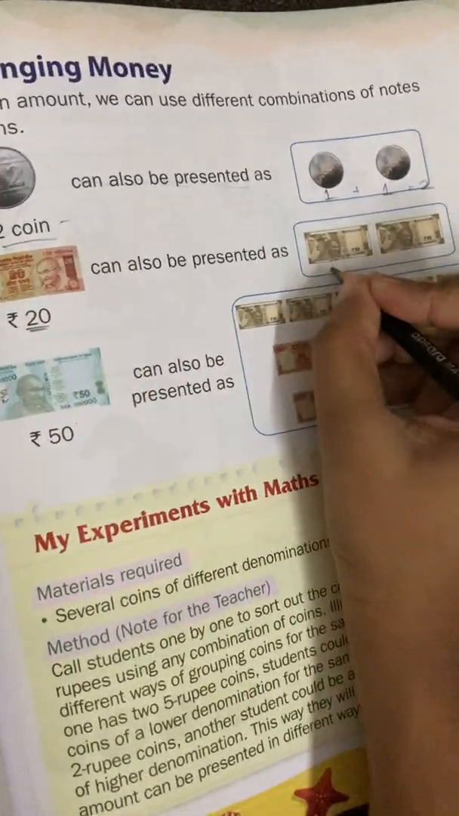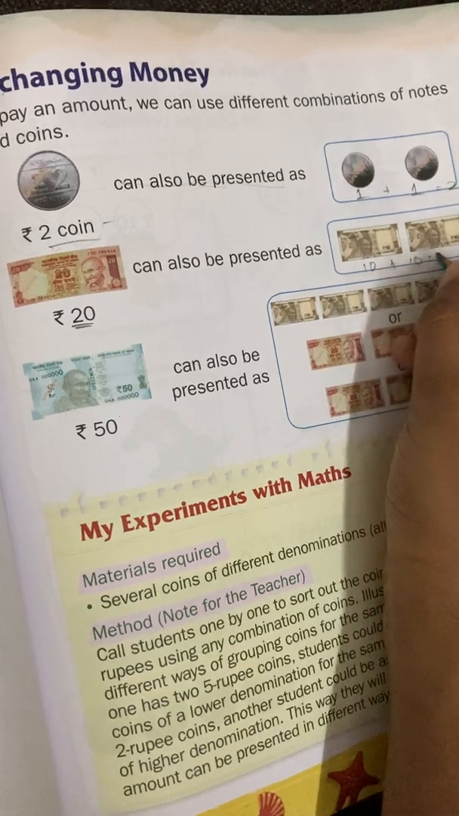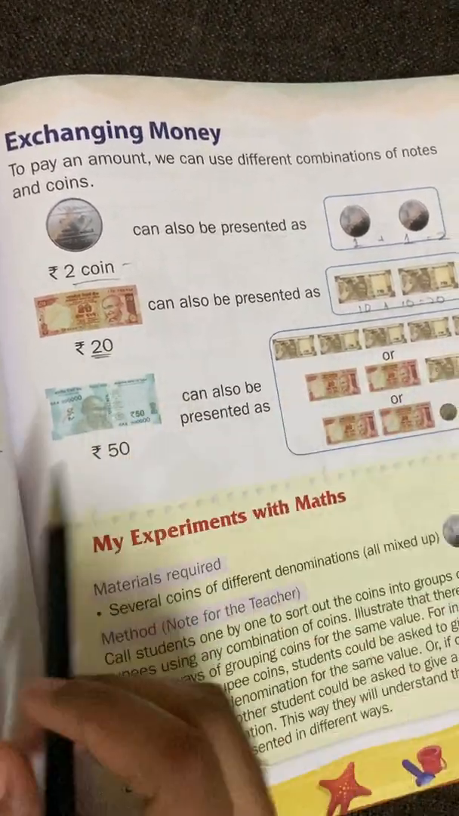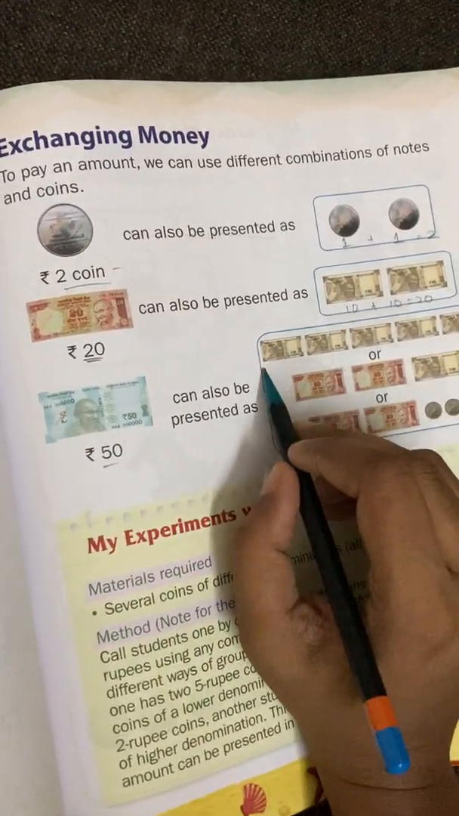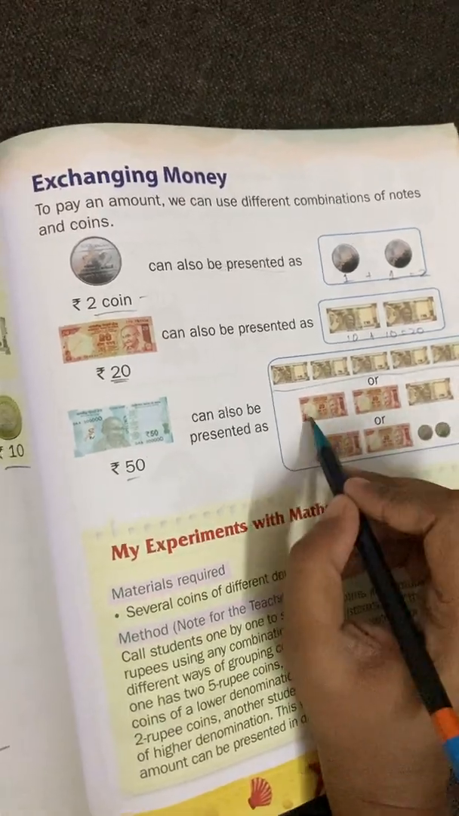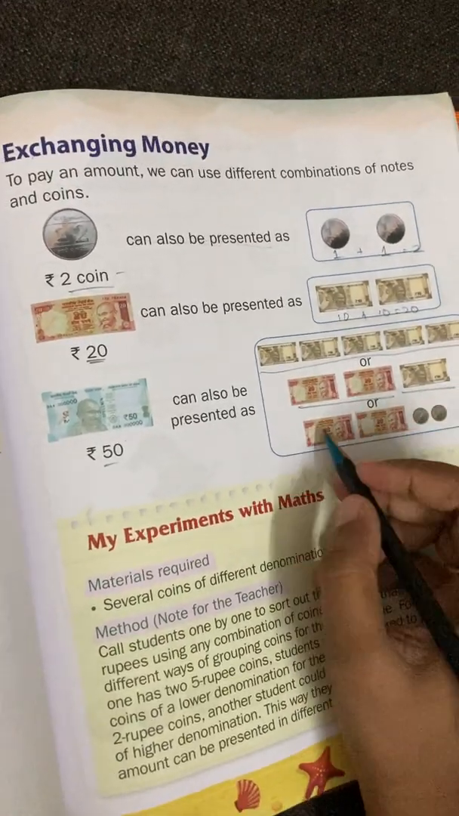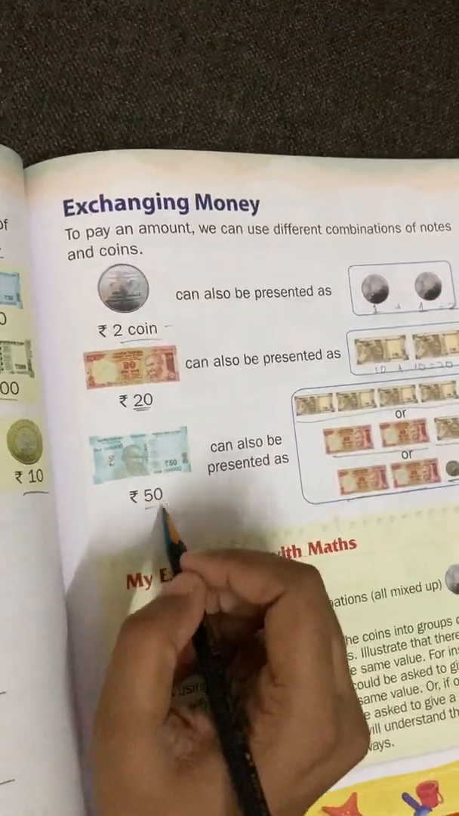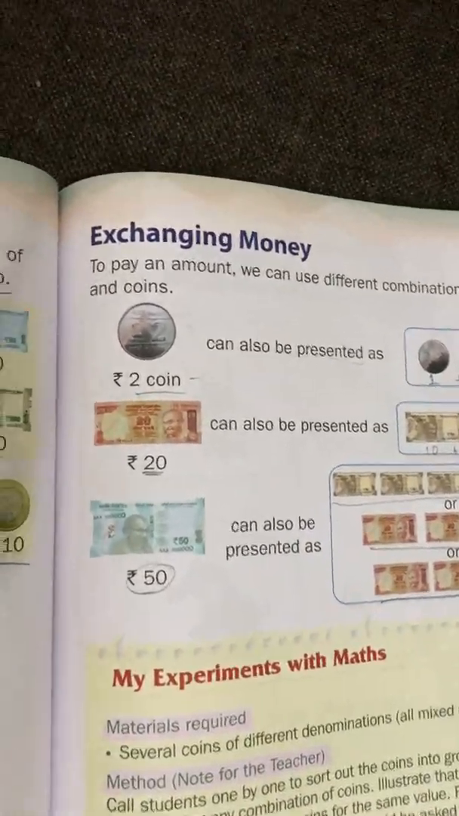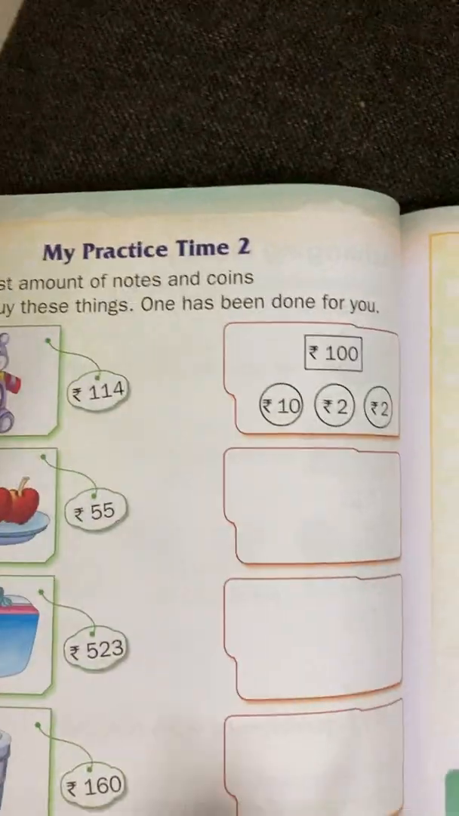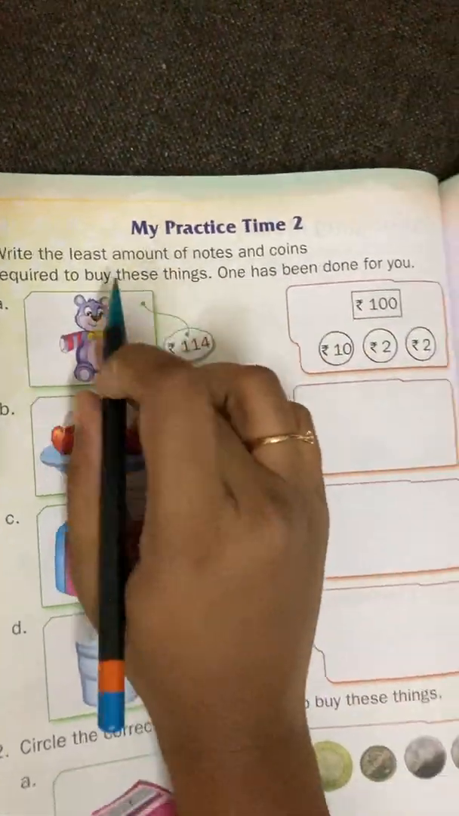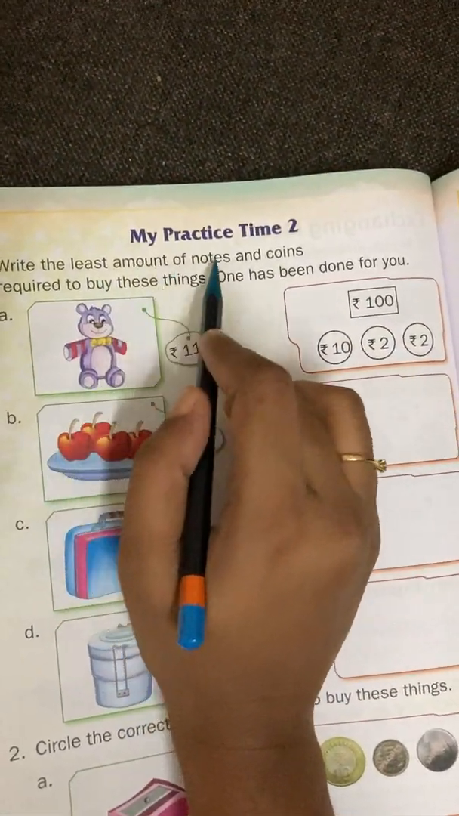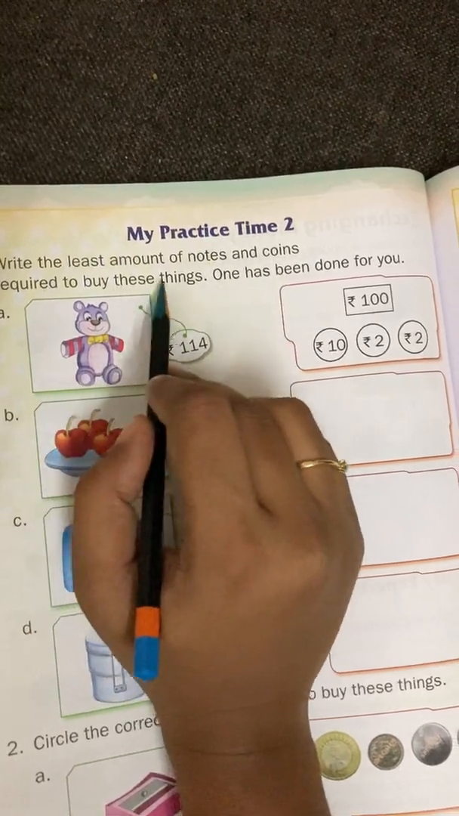So 20 rupees. Same. 10 plus 10 means 20. So same, 50. We can add 5 tens, or 2 20s and 1 10, or 2 20s and 2 5s. So all these are the combinations of 50 rupees. Okay children. Now write the least amount of notes and coins required to buy these things.